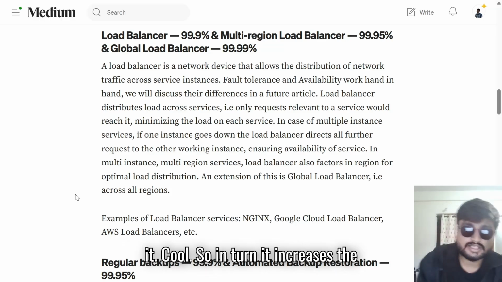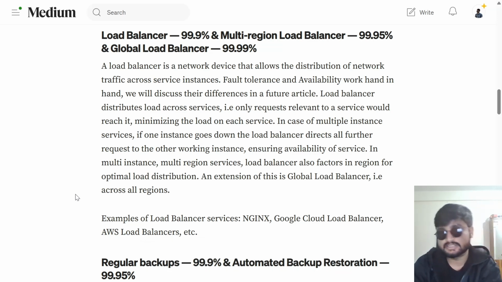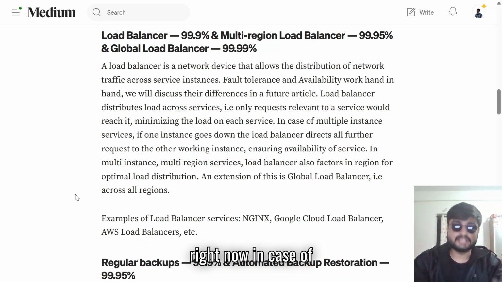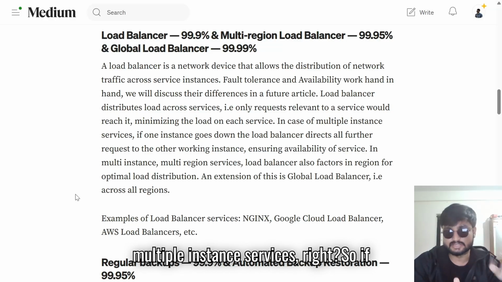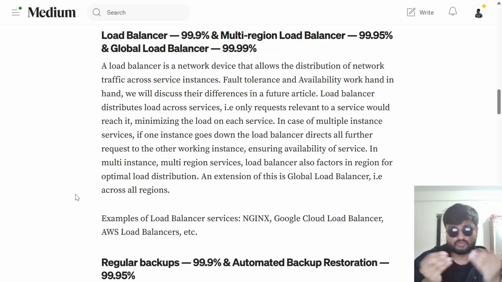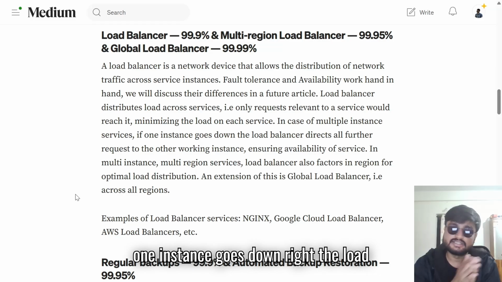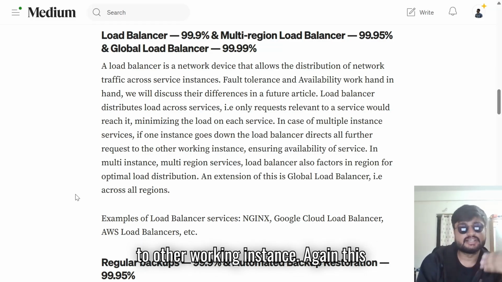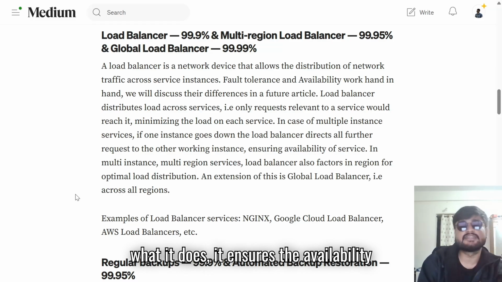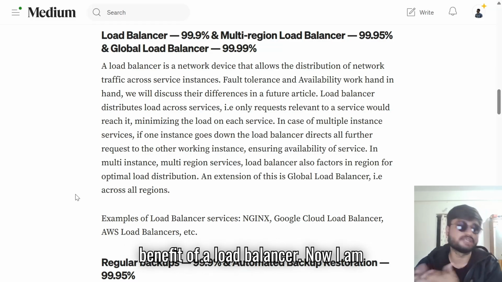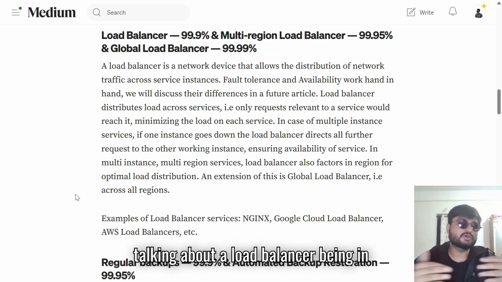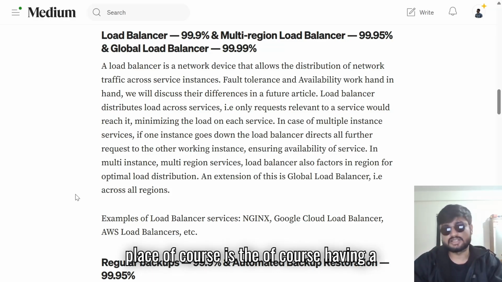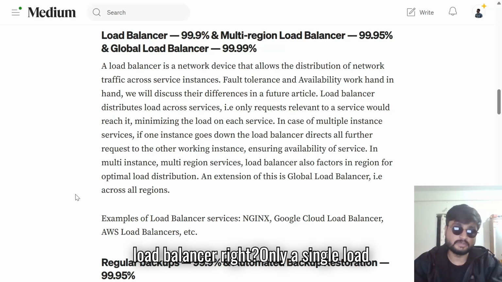Cool. So in turn, it increases the availability of the whole application, right? Now, in case of multiple instance services, if one instance goes down, the load balancer will direct all the further requests to other working instances. Again, this is what it does: it ensures the availability of the service, right? That is another benefit of a load balancer. Now I am talking about a load balancer being in place. Of course, having a load balancer, right?